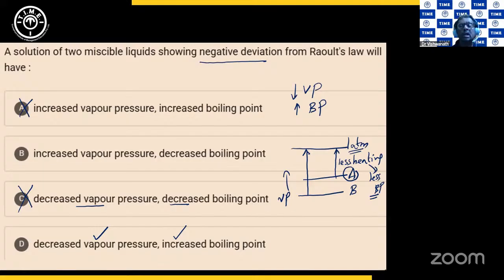So whenever you have a negative deviation from Raoult's law, it means that AB forces are stronger. A and B do not want to go more into the vapor as demanded by the Raoult's law. They'll go less, and therefore less means negative deviation. And this is less because the two liquids are having greater intermolecular forces, and therefore there is an increased boiling point. So decreased vapor pressure, increased boiling point will happen for a negative deviation from the Raoult's law. Negative deviation means vapor pressure is less. Less means decreased. And when the vapor pressure falls, the boiling point rises.